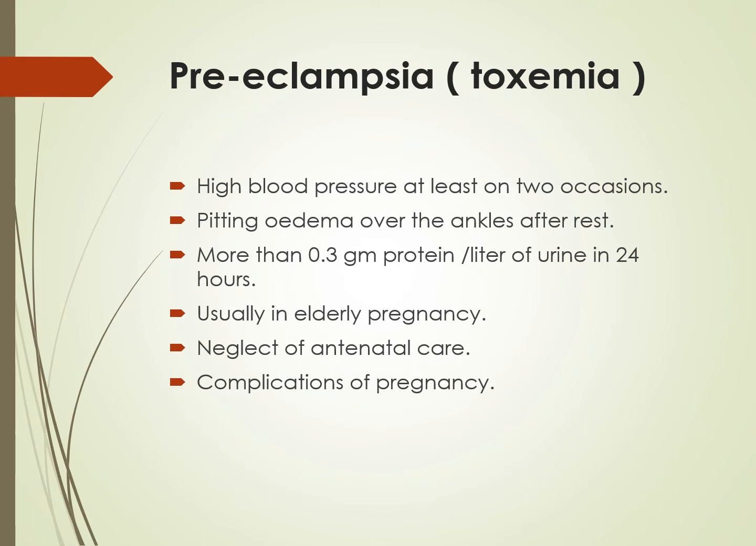Now, when you have to diagnose this toxemia, the blood pressure of the mother is to be measured at least on two occasions. So a minimum of two times you have to measure the blood pressure, of course on different days, but at the same time of the day. And when the blood pressure is 140 by 90 millimeters of mercury, or maybe more than that, it goes towards high blood pressure. Then there would be edema, usually over the ankles, and this edema would remain even after rest.